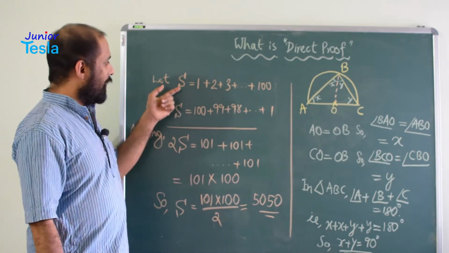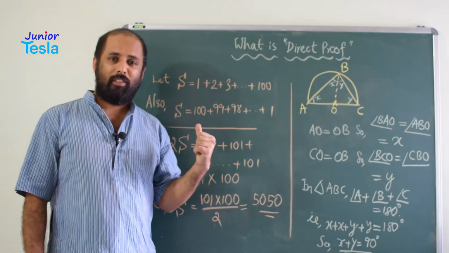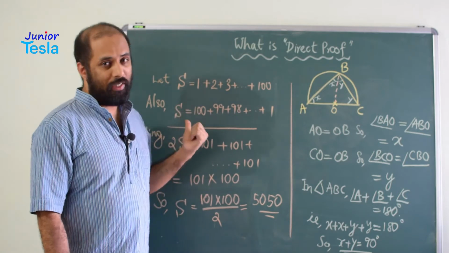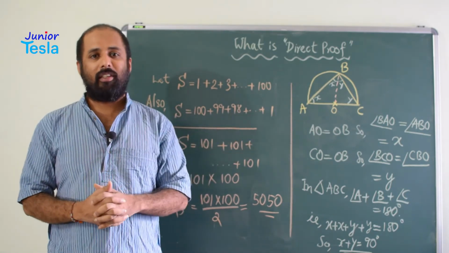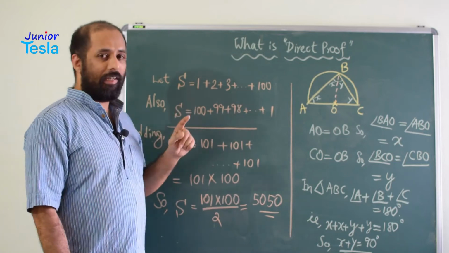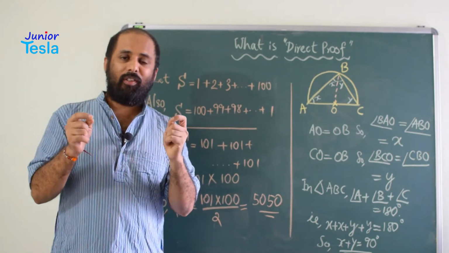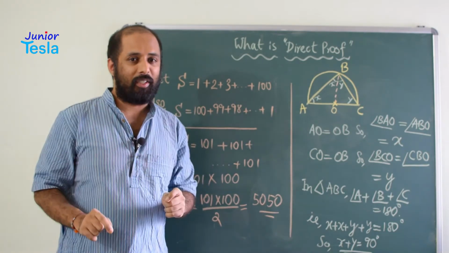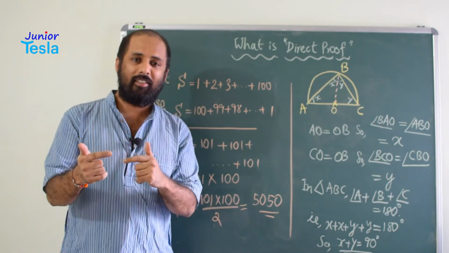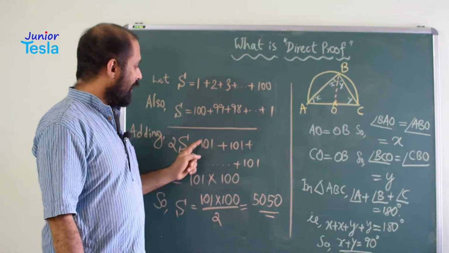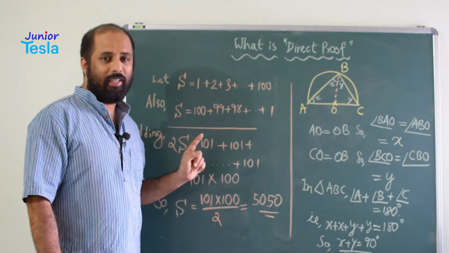So we have taken these two lines and we are adding them. So S plus S will be equal to 2S in the left hand side, and in the right hand side we are going to take the first term of the first line and add it with the second line's first term. So 1 is taken along with 100. So 1 plus 100 is 101. That is written as the first term of the final answer.